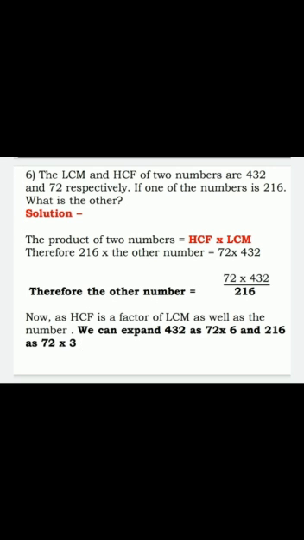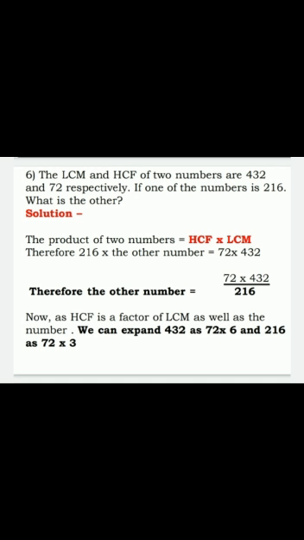Sixth sum. The LCM and HCF of two numbers are 432 and 72 respectively. If one of the numbers is 216, what is the other? First, you are going to write the product of two numbers is equal to HCF into LCM. Then you are going to substitute the values. But now here they have not given you two numbers, they have given you only one number. So you will write 216 into the other number is equal to 72 into 432.